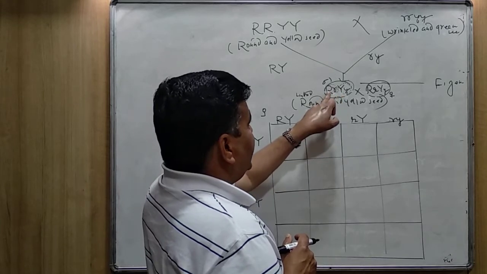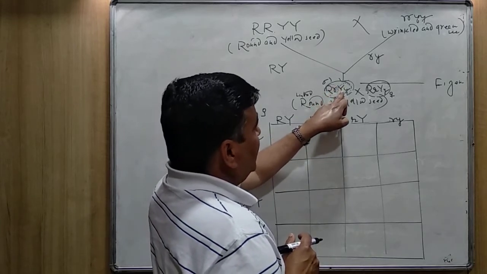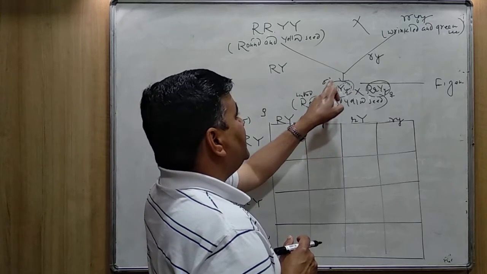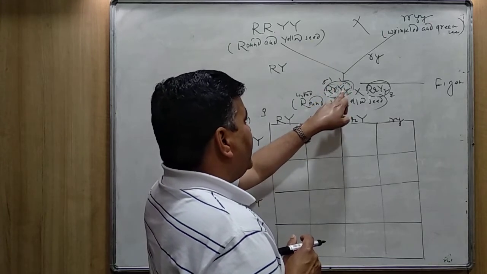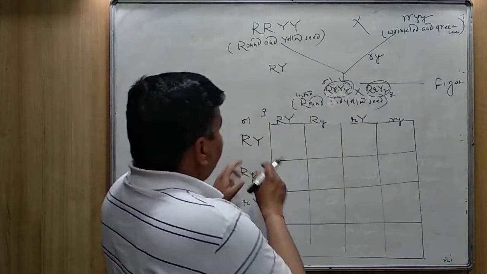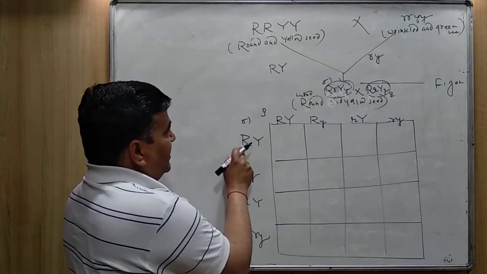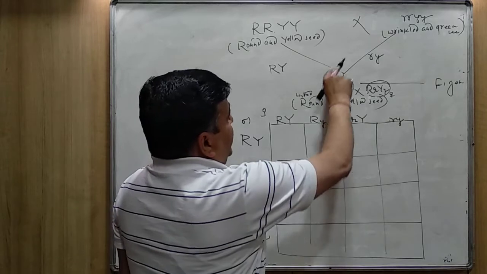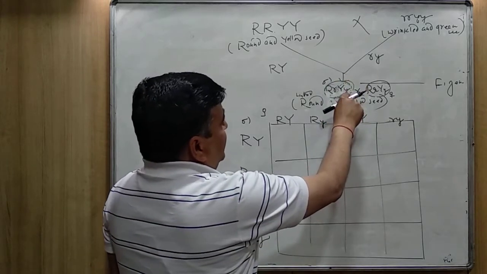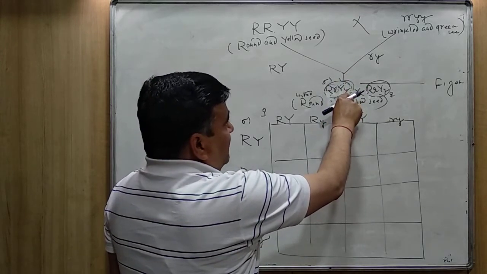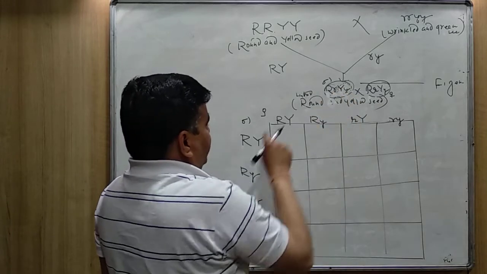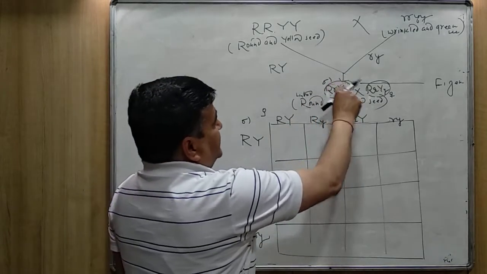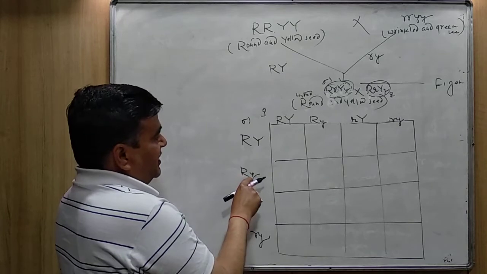It can mix, the capital R can go along with the small y. If the capital R is going to assort with the capital Y, what kind of gamete will be formed? Capital R, capital Y. The capital R is also independent to assort with the small y during the gamete formation. If the capital R is going with the small y, the gamete will be capital R, small y.